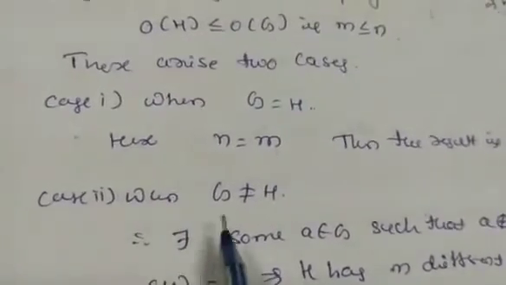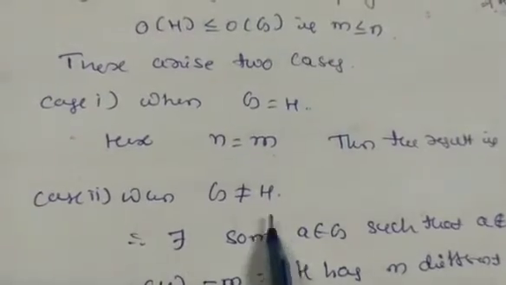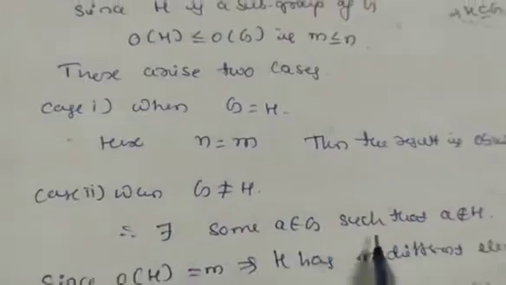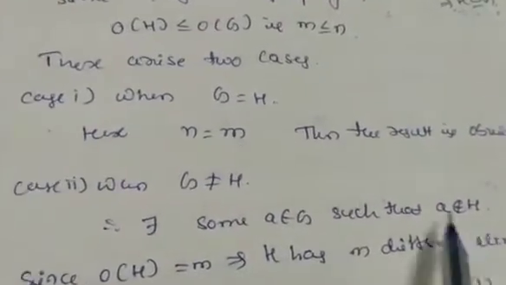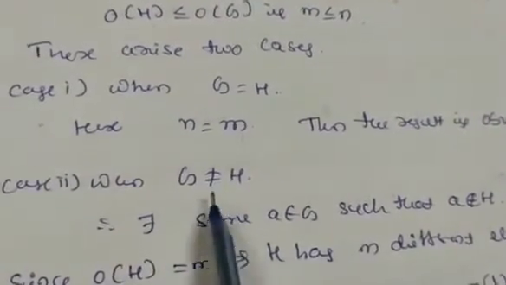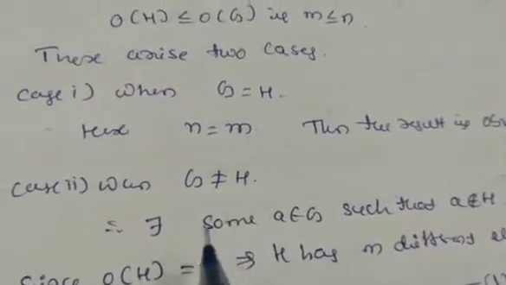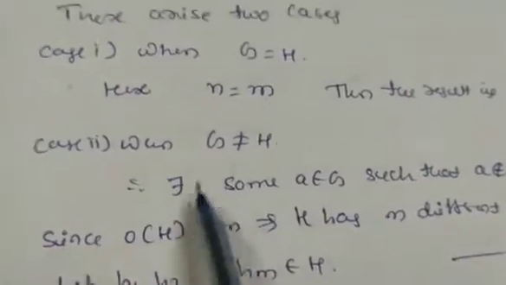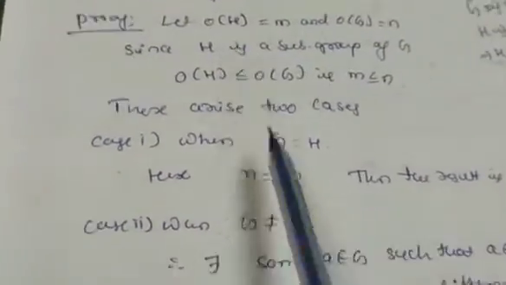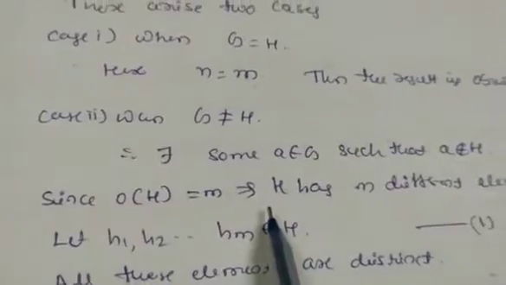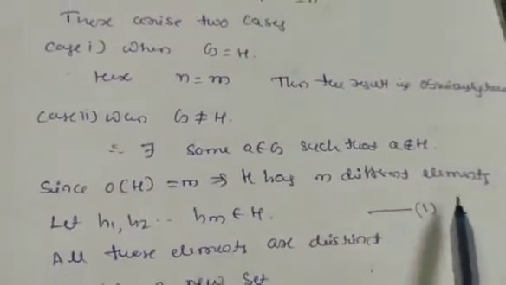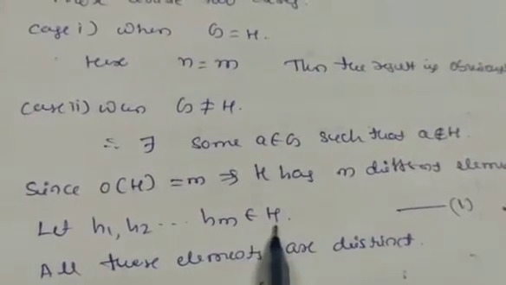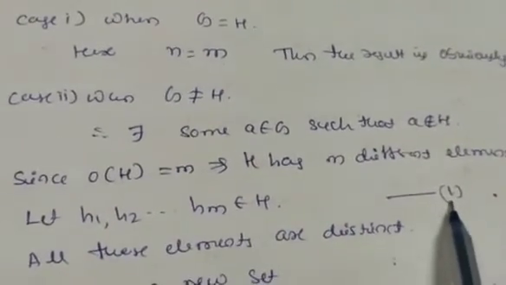And case 2, when G is not equal to H. Then G is not equal to H means there exists some element A belongs to G such that A is not in H, meaning there exists at least one extra element in G which is not in H. Since order of H is M, this implies that H has M different elements. Let us take H1, H2, etc. up to Hm which belong to H. They are all different. Take this as equation number 1.